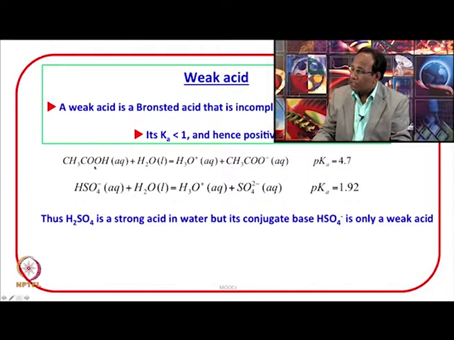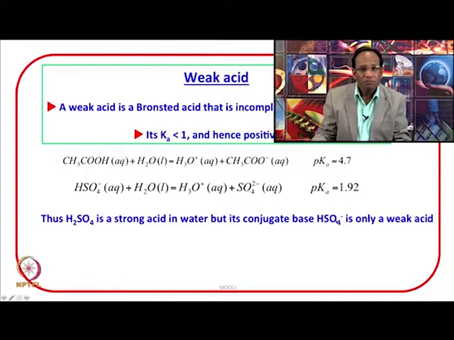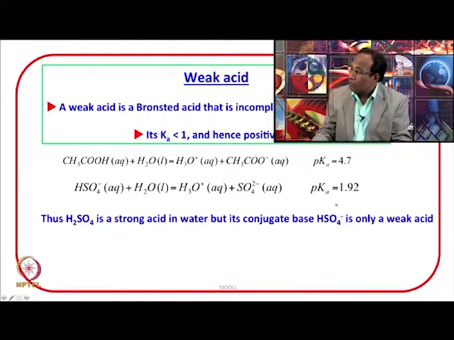to acetic acid. In fact, HSO4 minus is the conjugate base of H2SO4. H2SO4 itself is a strong acid and its conjugate base is HSO4 minus, and HSO4 minus is only a weak acid, because it can itself further participate in protonation of water and act as a very weak acid.